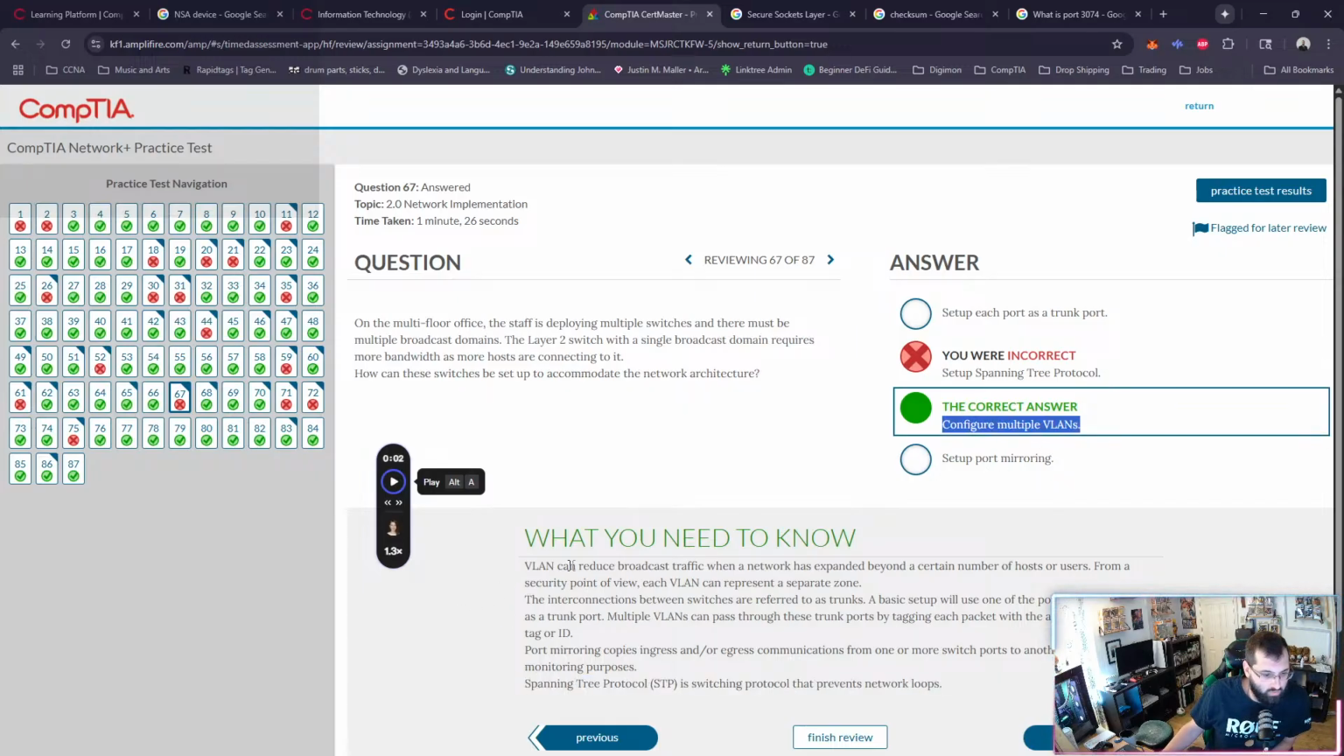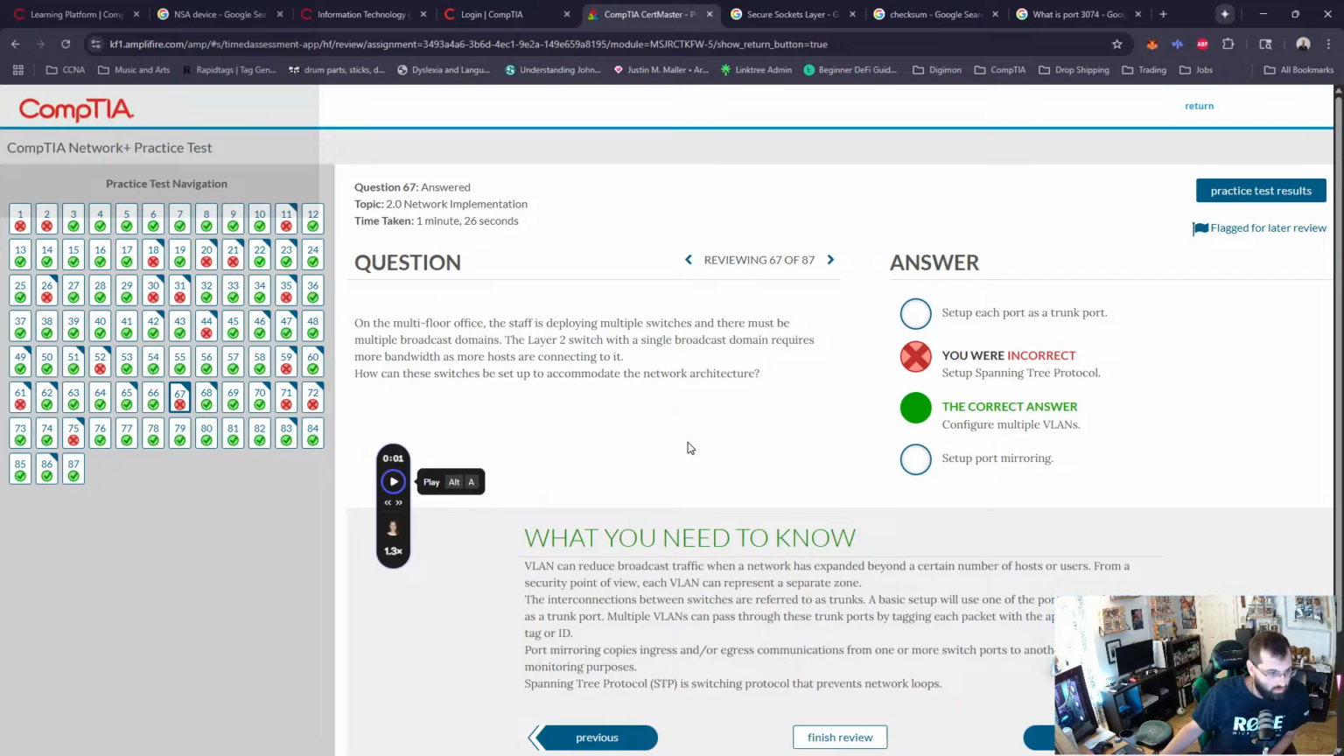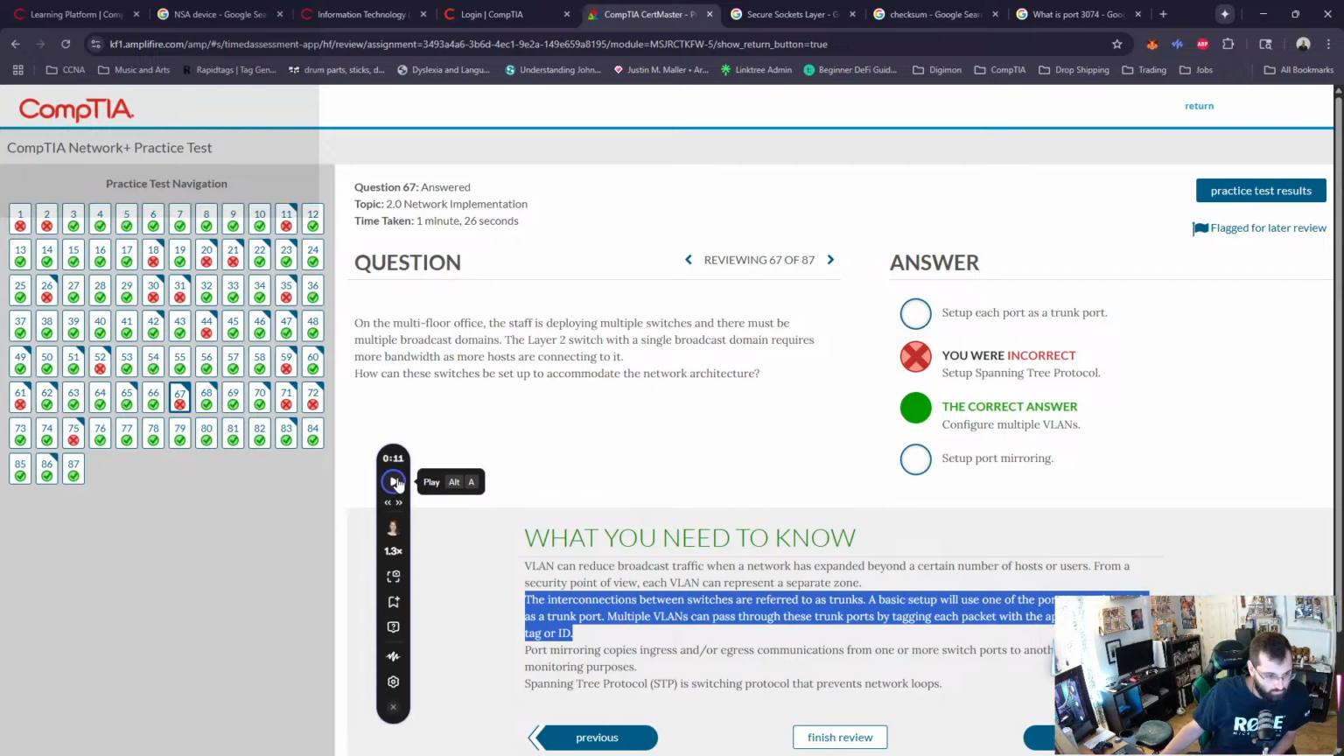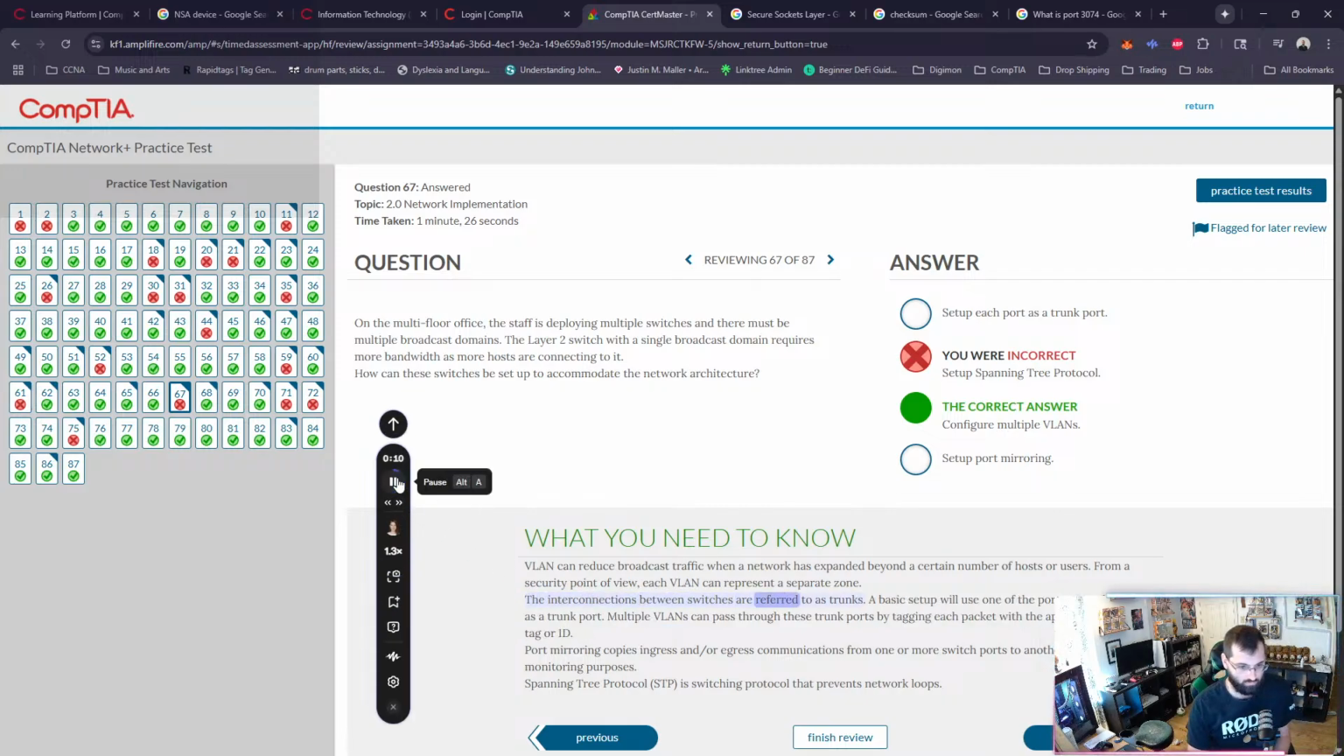Configure multiple VLANs. VLANs can reduce broadcast traffic when a network has expanded beyond a certain number of hosts or users. From a security point of view, each VLAN can represent a separate zone. Okay. Set up each port as a trunk port. Why wouldn't we want to do that? The interconnections between switches are referred to as trunks. A basic setup will use one of the ports on each switch as a trunk port. Multiple VLANs can pass through these trunk ports by tagging each packet with the appropriate VLAN tag or ID.